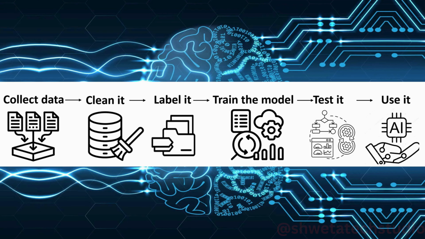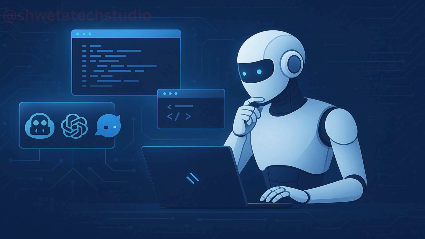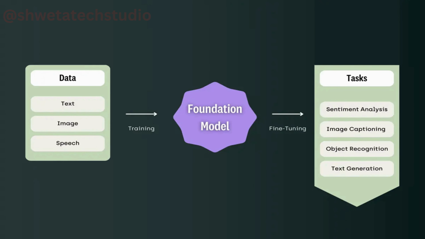Now, this has changed because of something called the foundation models. A foundation model is a big AI model that has already been trained using a huge amount of data. Instead of building a new AI model from scratch, we take this ready made model and adjust it slightly for our own work. This adjustment is called fine tuning.